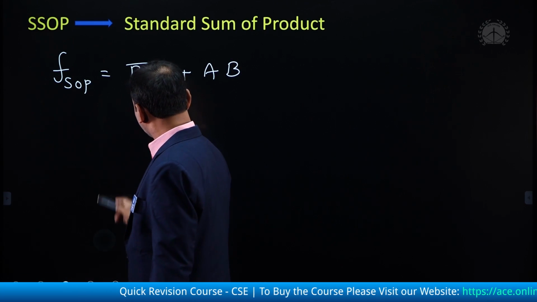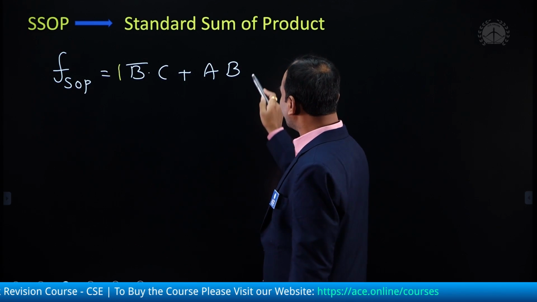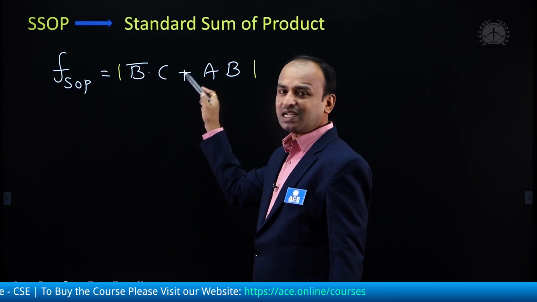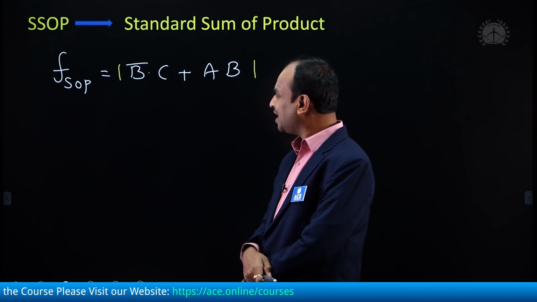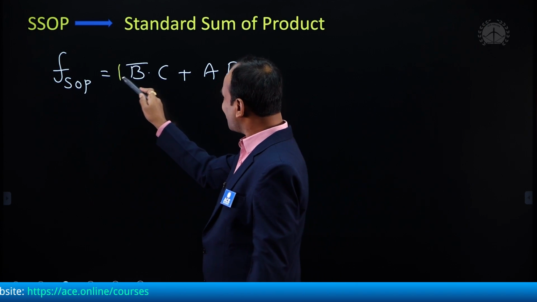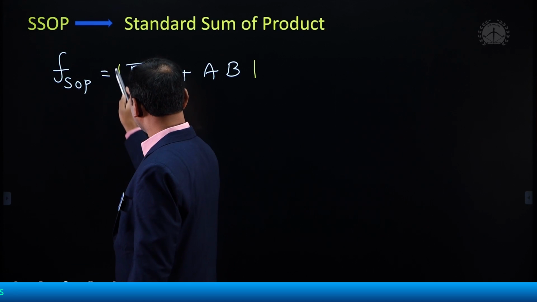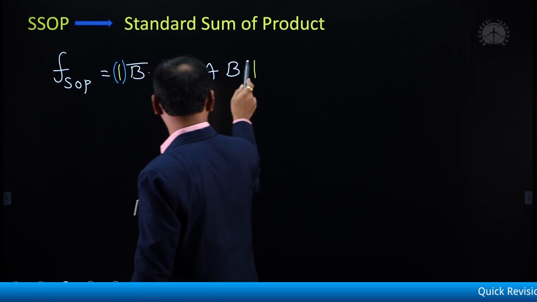A is missing. In the place of A we need to write 1 here. If you multiply the product by 1, the originality is not changing. You can do any mathematical operation, but the original value should not be affected. Even if you multiply with 1, it remains the same. Now I am keeping it in one box.